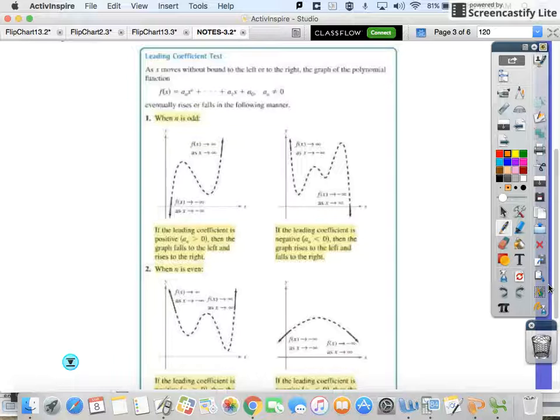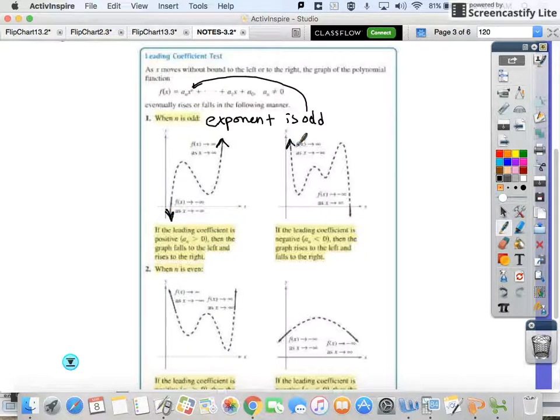It says that when n is odd, that's this number, then we're going to have this sort of behavior where they go in opposite directions. So on one side it goes down, on the other it goes up, or it goes up and down. So these are opposite directions. And that's when it's odd. Odd is opposite. Maybe you remember it that way.